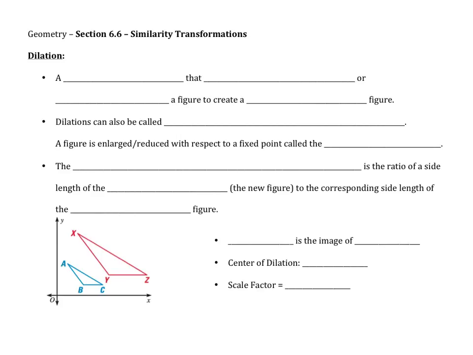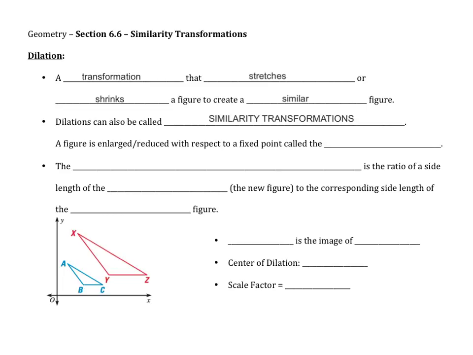Section 6.6 is entitled Similarity Transformation. So really this is just a continuation of all of the dilations that we did earlier in the chapter. Just as a reminder, a dilation is a transformation that stretches or shrinks a figure to create a similar figure. So this is exactly why a dilation is considered a similarity transformation, because you're creating a similar figure in the process. So therefore, once again, dilations can also be called similarity transformations.